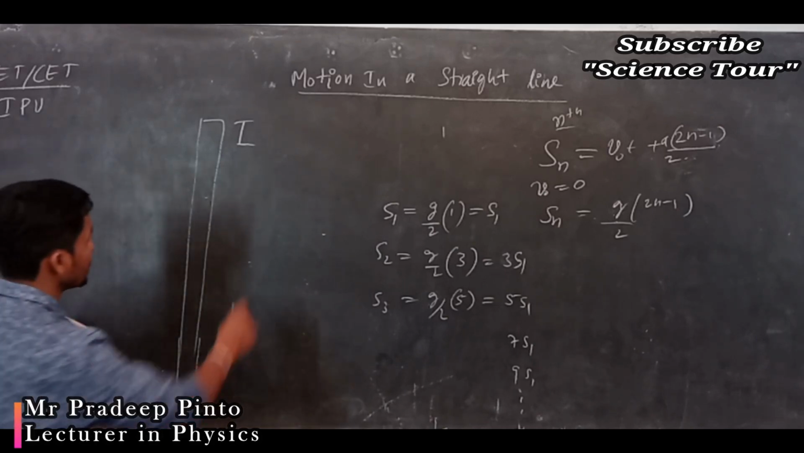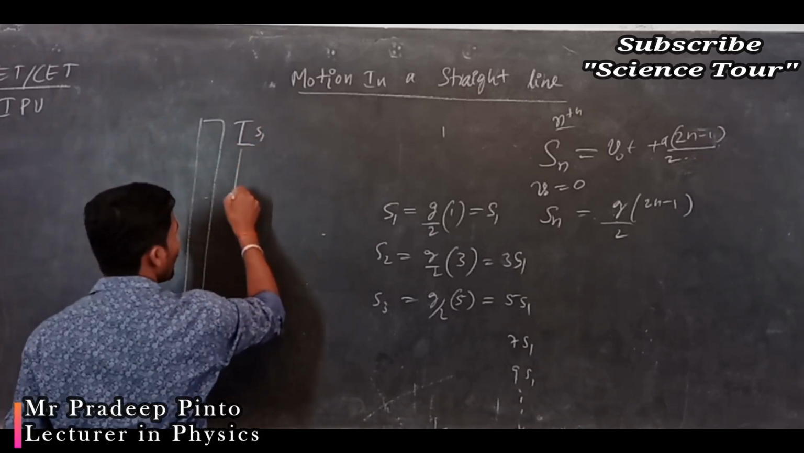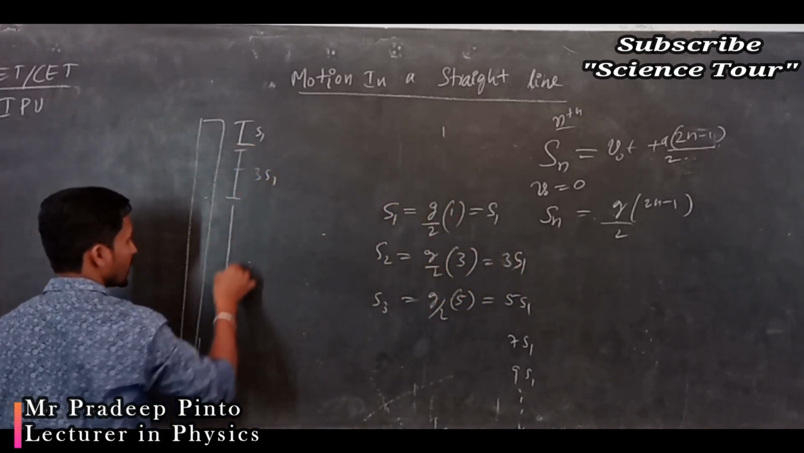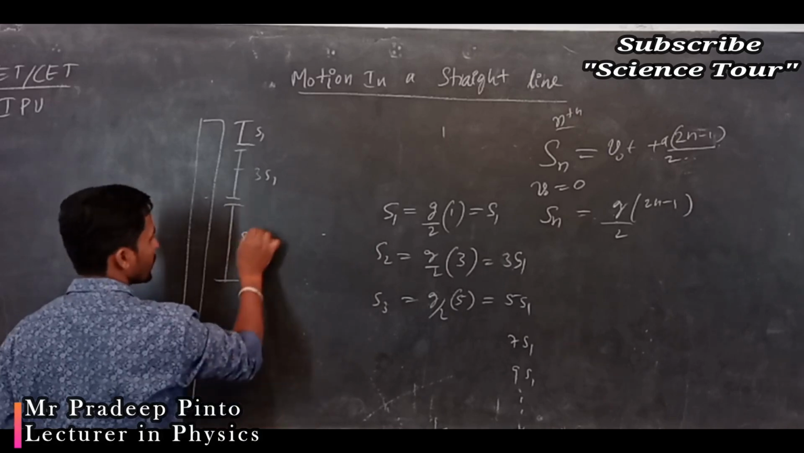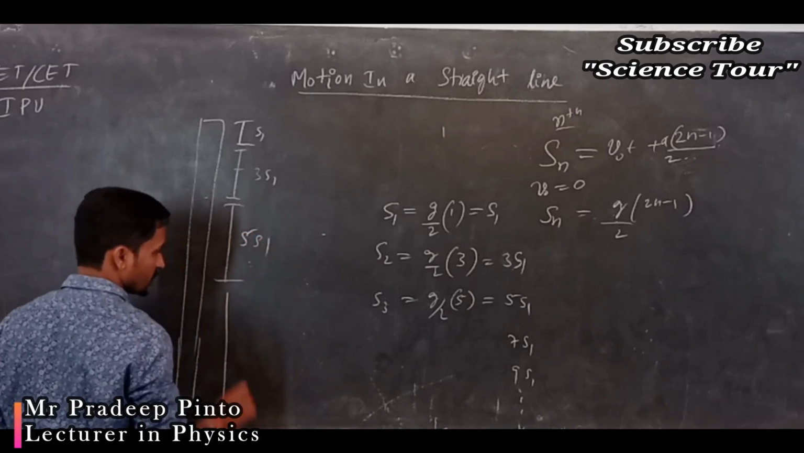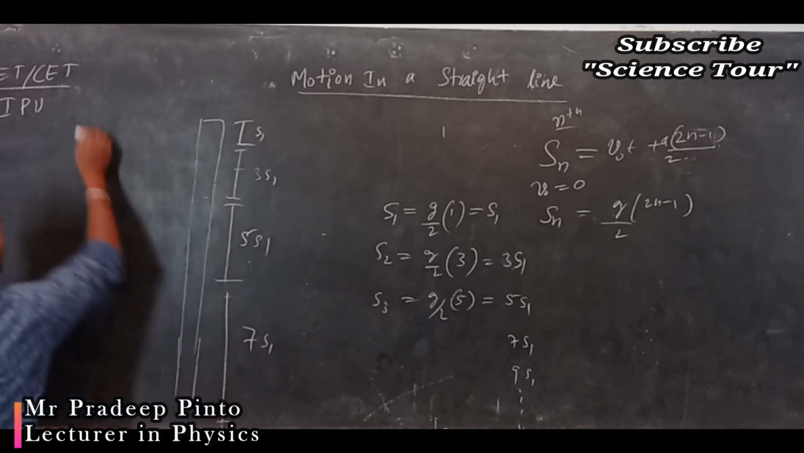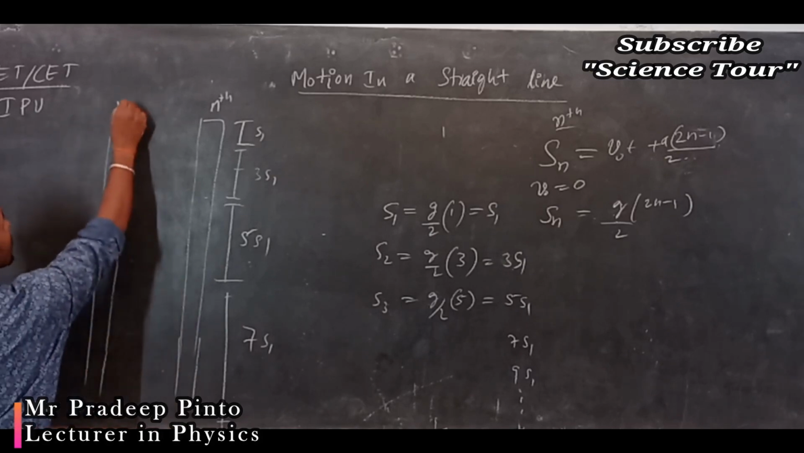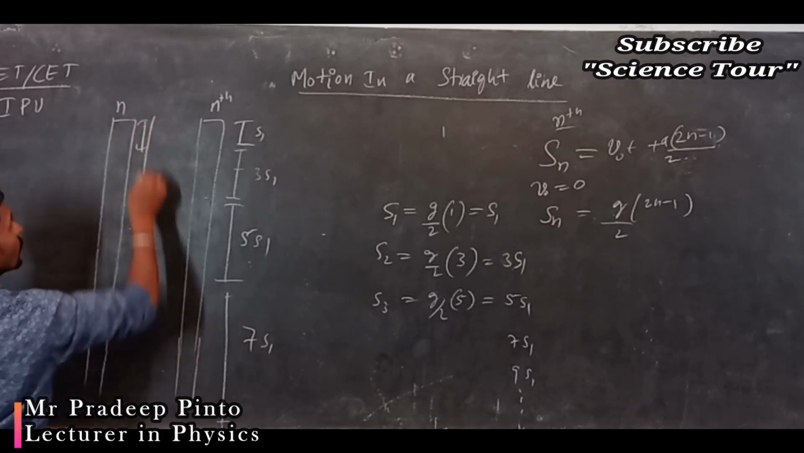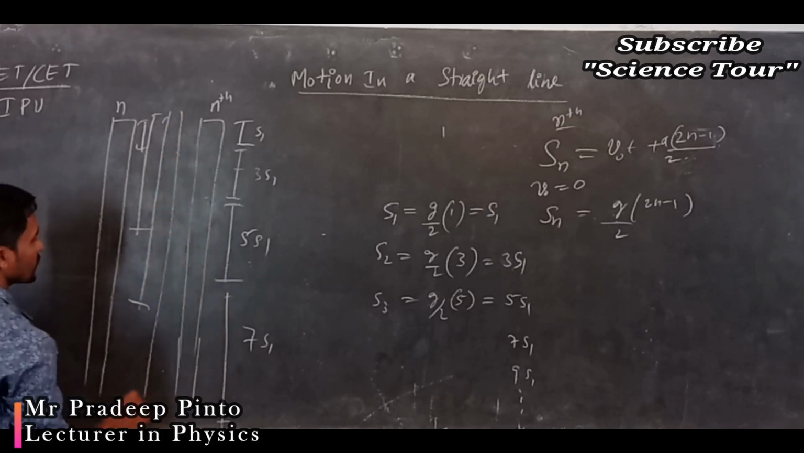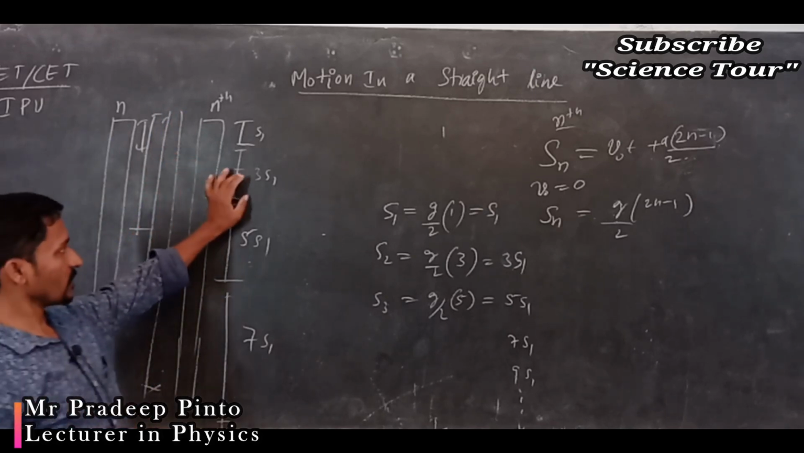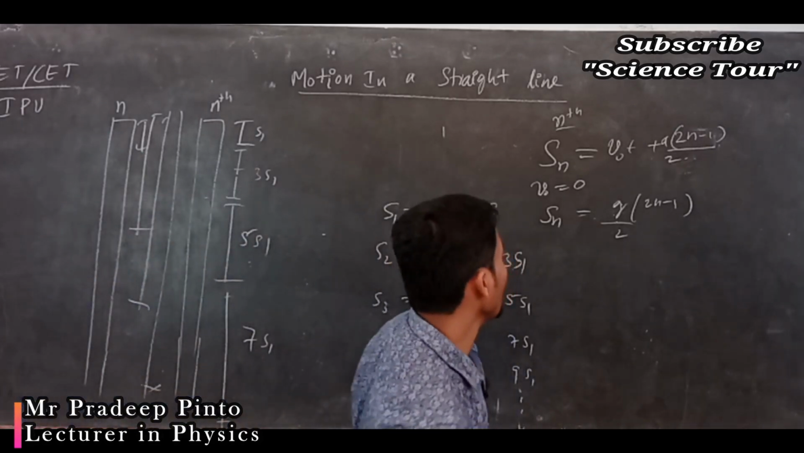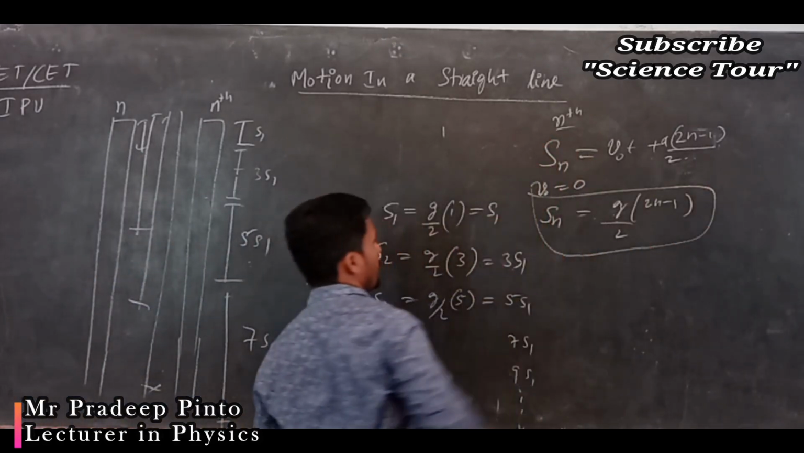Now the first second is S1. The next becomes 3 times that of S1. The next second is 5 times S1. The next second is 7 times S1. But earlier, nth second means a particular second, whereas n seconds means the total time. That is the conclusion I can say. So this formula is important, you have to remember.